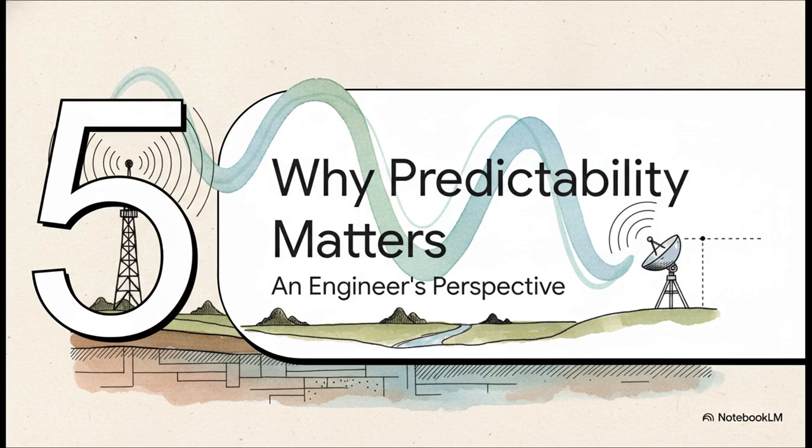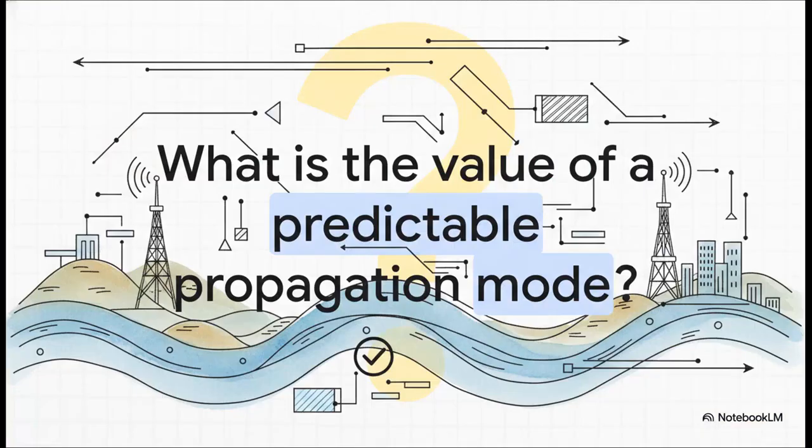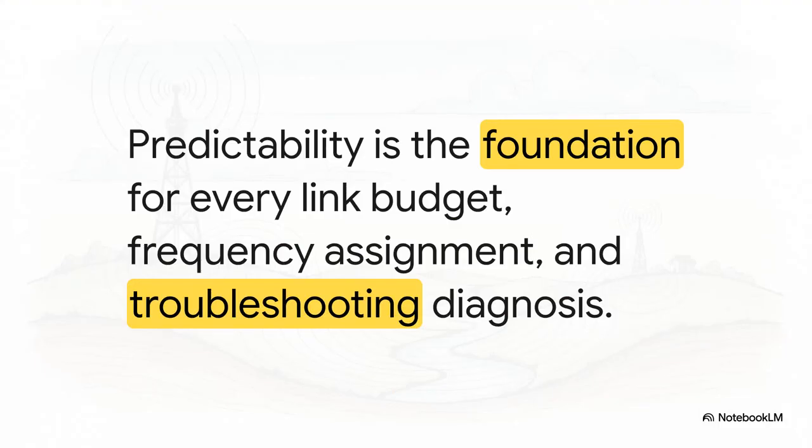Okay, so we've covered the what and the how. But now let's get to the real heart of it, the why. Why is this predictability so incredibly important from a practical, real-world engineering standpoint? Seriously, think about it for a second. In your day-to-day work, right? When you're designing a system, or you're trying to troubleshoot a link, or maybe plan out a whole network, what's the one thing you need more than anything else? It's knowing what to expect. And here is the bottom line. Every single calculation you make, every link budget, every frequency assignment, it all rests on having a predictable model for how that signal is going to behave. The ground wave gives you that solid, reliable foundation that you can actually build on.